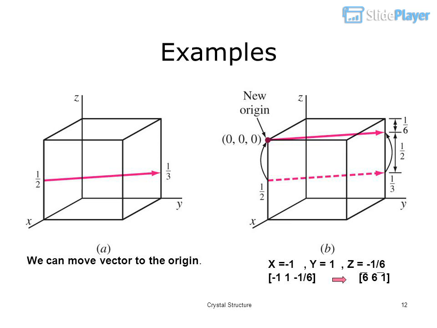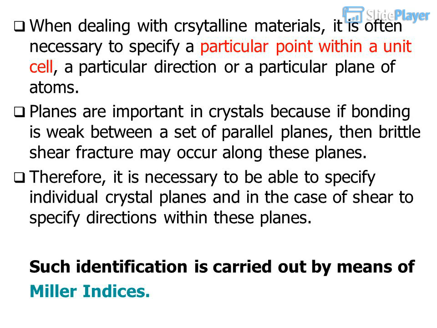Crystal structure 12. When dealing with crystalline materials, it is often necessary to specify a particular point within a unit cell, a particular direction or a particular plane of atoms. Planes are important in crystals because if bonding is weak between a set of parallel planes, then brittle shear fracture may occur along these planes. Therefore, it is necessary to be able to specify individual crystal planes and, in the case of shear, to specify directions within these planes. Such identification is carried out by means of Miller indices.